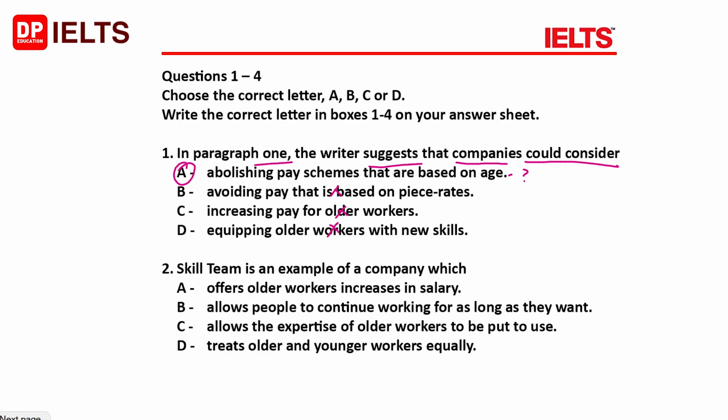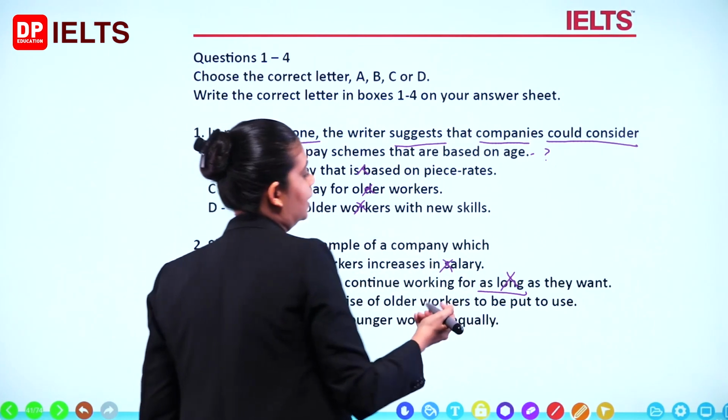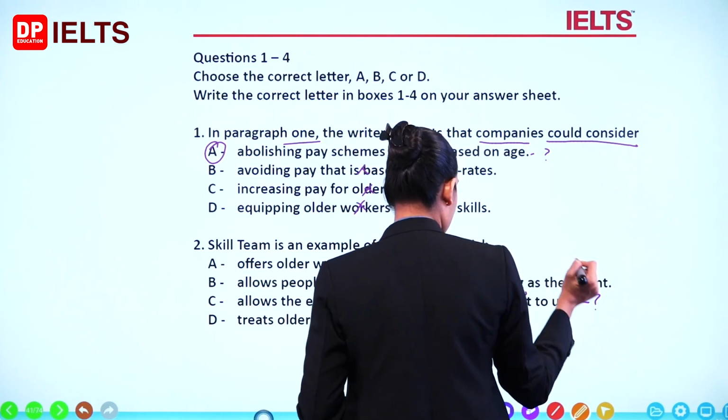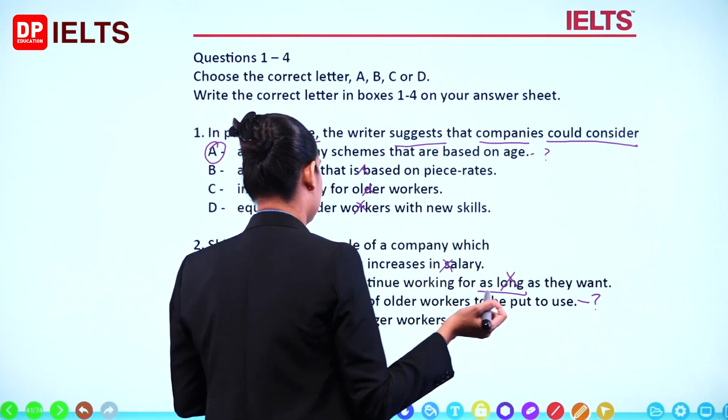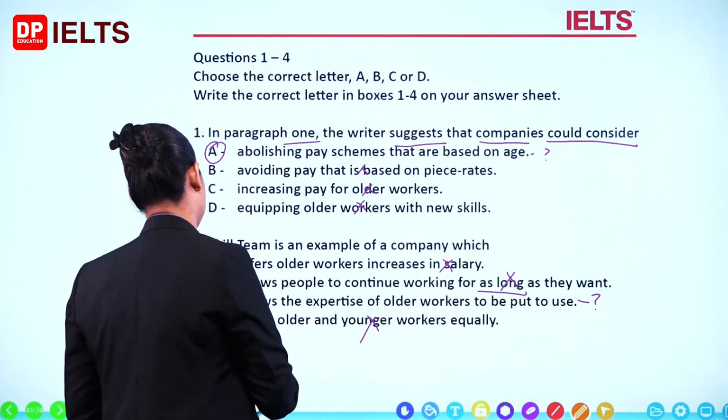Offers older workers increase? No. Allows people to continue working as long as they want? No. Until 60 only. Allows expertise of older workers to be put into use? Yes, I mean a certain age group of people working until 60 seems okay. Treats older and younger people equally? No. The most appropriate answer is going to be C.